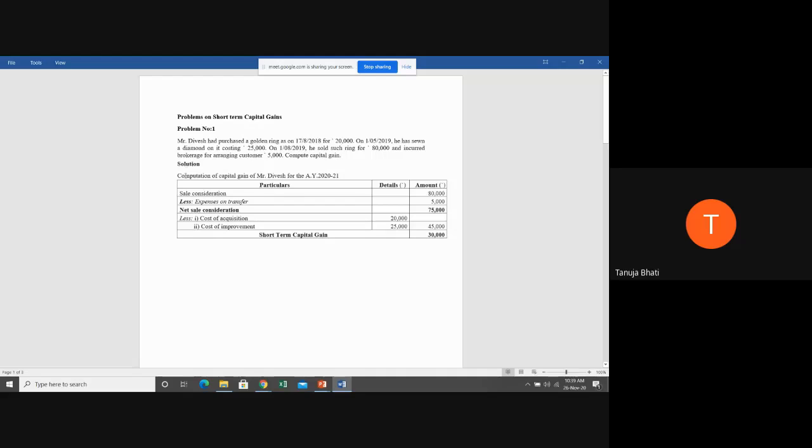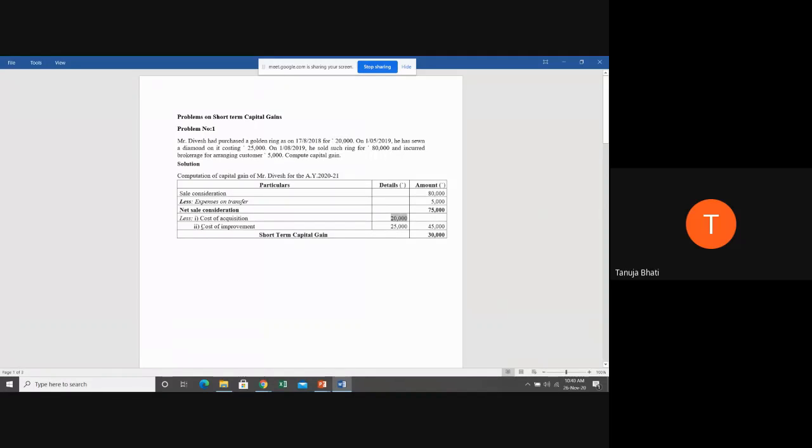So we start the solution by computation of capital gain of Mr. Divesh for the assessment year 2020-2021. So this is the format. You all know sales consideration, which we have identified as 80,000, less expenses on transfer, which is nothing but the brokerage charges paid, that is 5,000. Once you subtract both, you get the net sale consideration, that is 75,000. From that, you will deduct the cost of acquisition, which is 20,000, the cost of purchase.